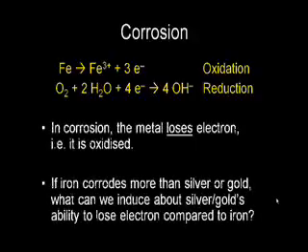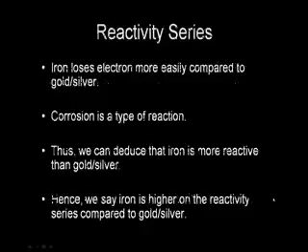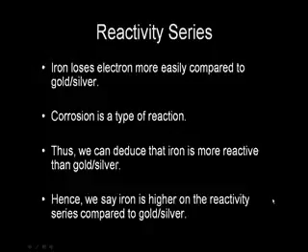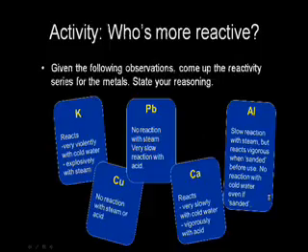Since silver or gold corrode less readily than iron, we can infer that silver or gold lose their electrons less readily. Since corrosion is a reaction, and iron corrodes more than silver or gold, we can say that iron is a more reactive metal compared to silver or gold. Now, given the following descriptions, arrange the metals in decreasing order of reactivity.